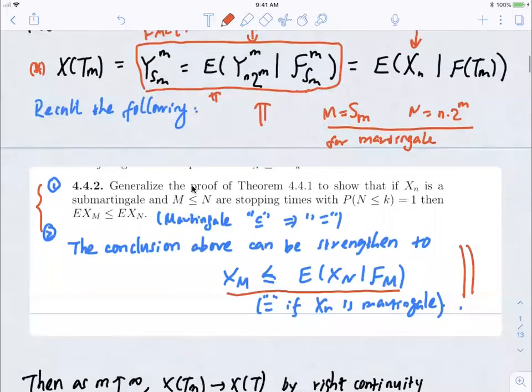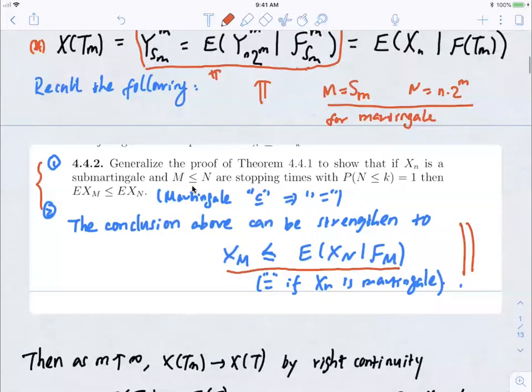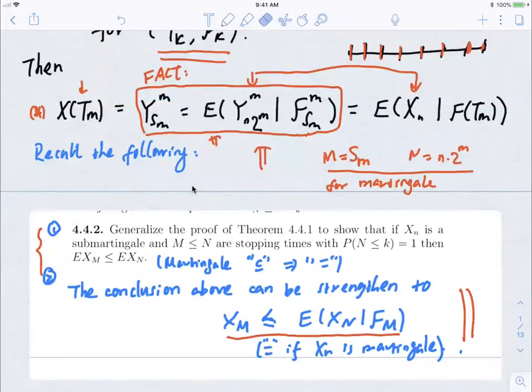Then we pass to the limit. We send m to infinity, since T_m uniformly approximates the stopping time. We know T_m is a sequence approximating t, and also this is a filtration. By the theorem we stated in the last lecture, this approximates F_t, and F_t is the smallest one.